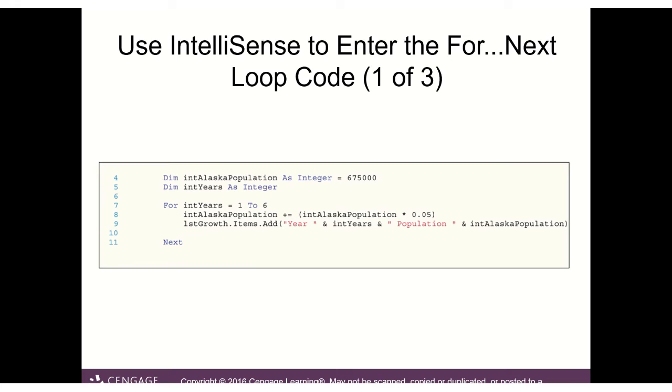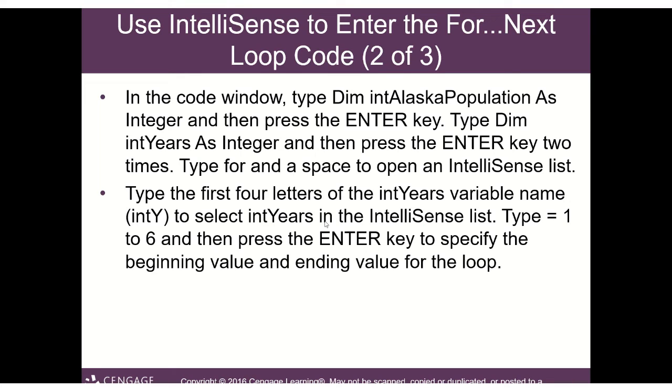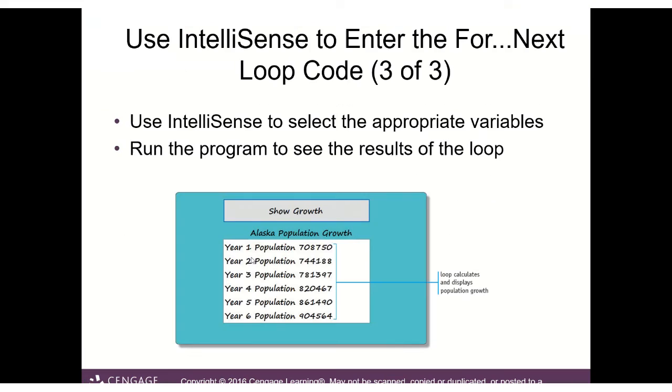You can use IntelliSense to enter the For...Next loop code, of course. So in the code window, you have to type Dim intAlaskaPopulation. That's an example, and then press the Enter key, then type Dim intYear As Integer, and that way you can use IntelliSense. Once you use this, you can see your list box can have this type of structure. In our case, it's a little different, but here is this structure.